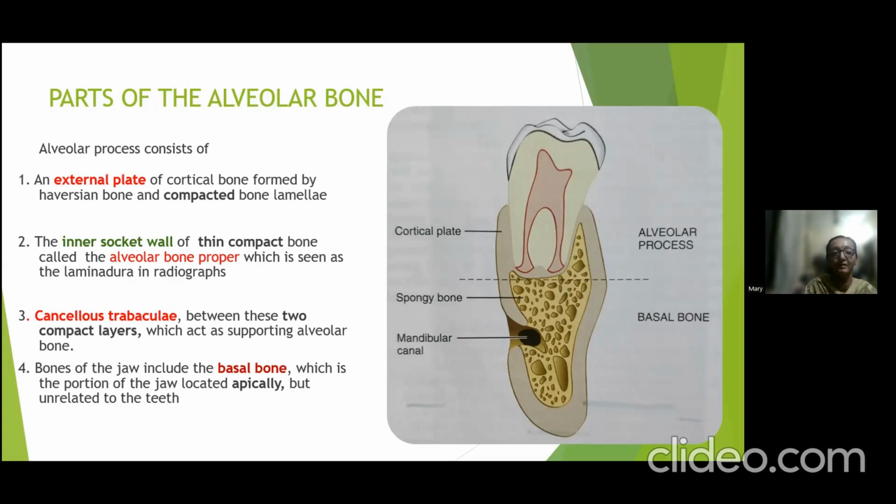Now coming to the basal bone, this is that portion of the jaw which is located apically, and it's usually unrelated to the teeth. And this forms the basal bone. Here you can see the separation. The upper section which contains the teeth comprises the external plate, the inner socket wall, and the cancellous trabeculae, whereas the portion below is the basal bone.